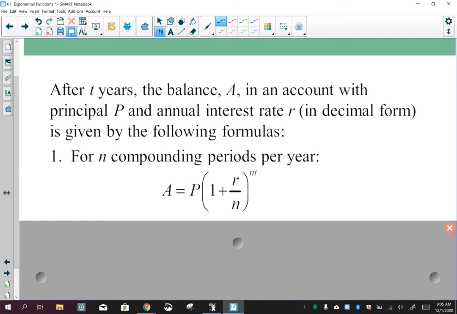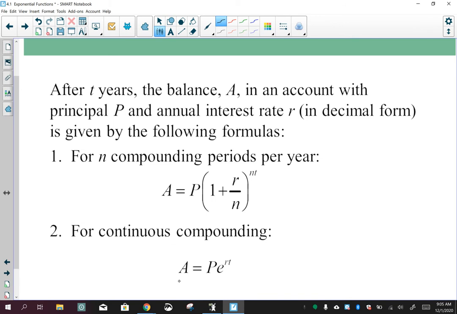If you're compounding continuously, basically that means there's no breaks in it at all, then you're going to use this formula here, the continuous compounding, which is A is equal to P E to the RT. So notice the difference between the two. We still have an R and a T, but we no longer have that N piece because that E took care of the N piece. So what do all these letters stand for?